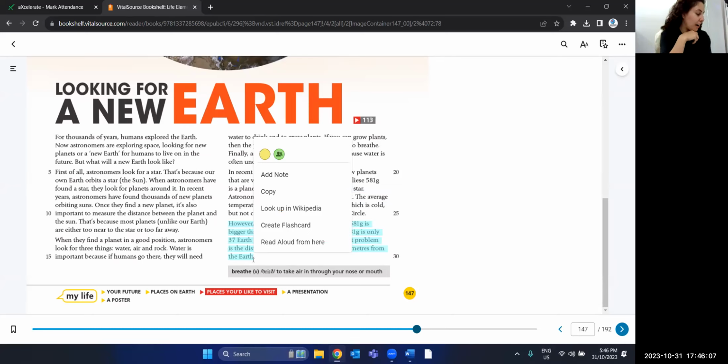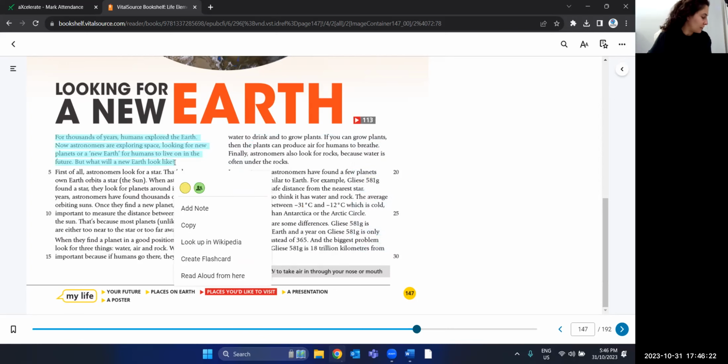And how do you find a new Earth? It looks like that could be in the introduction. For thousands of years, humans explored the Earth. But what will a new Earth look like? So, and how do you find a new Earth? See, I reckon it comes from this information here. And so even if we can't see water on a planet, it's sometimes there.